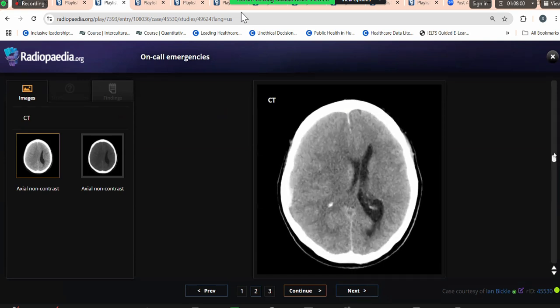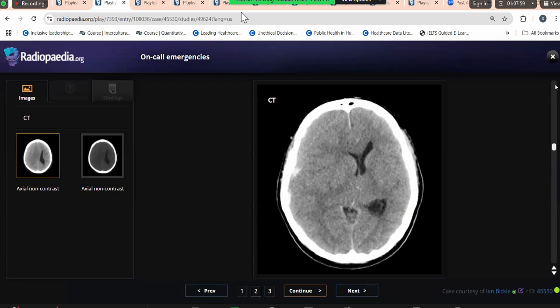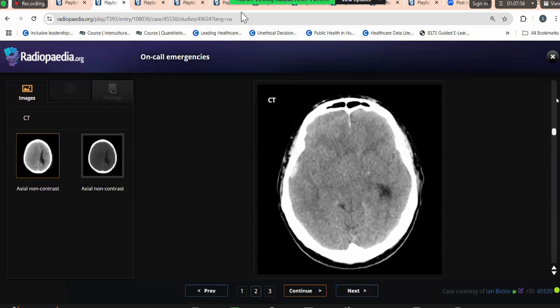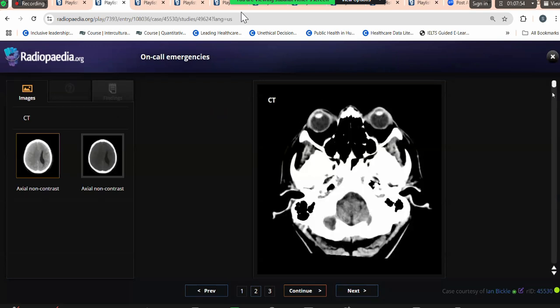So I've been presented with a CT scan of a brain of a patient whose history has been withheld. I'll be scrolling from bottom to top.